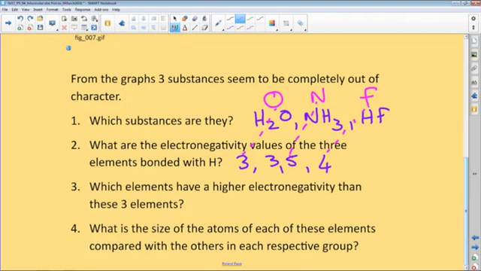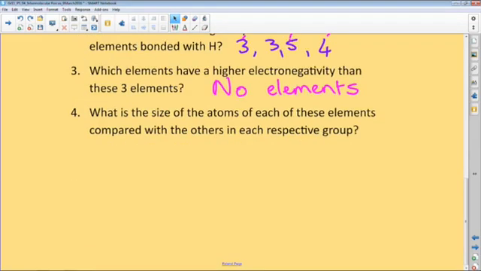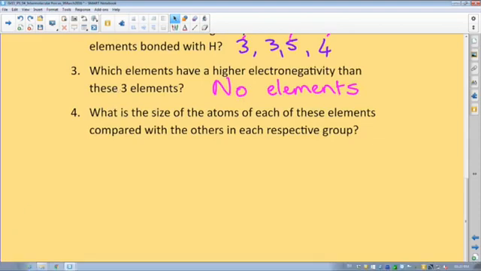Which elements have a higher electronegativity than these three elements? There are none. There are no elements with a higher electronegativity. Okay? These three have the highest electronegativity on our periodic table. And lastly, it says, what is the size of each of these elements compared with the others in each respective group? And this is where I want you to have a look at the periodic table again.